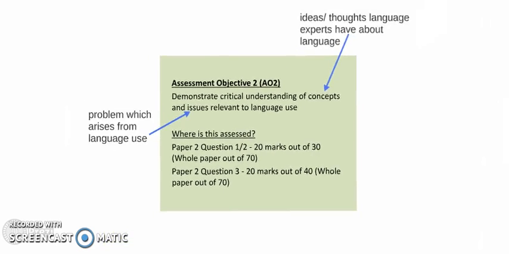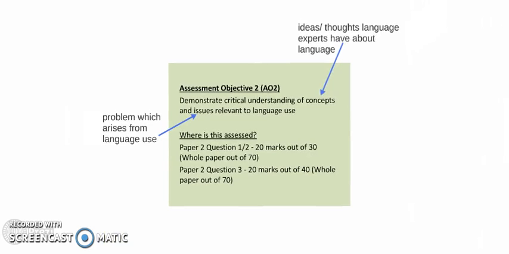So let's have a look at what this means. So demonstrate critical understanding of concepts. Well, the concepts of language are the ideas and thoughts that experts have about language. So it might be some theories and theorists, or some key terms and key concepts. And this is in addition to those concepts, issues relevant to language use. So that would be the problems that arise from that language use, and this AO credits both of those 2 different things.